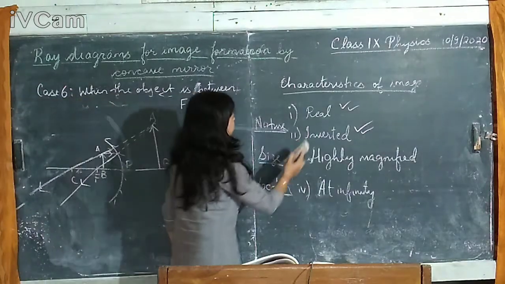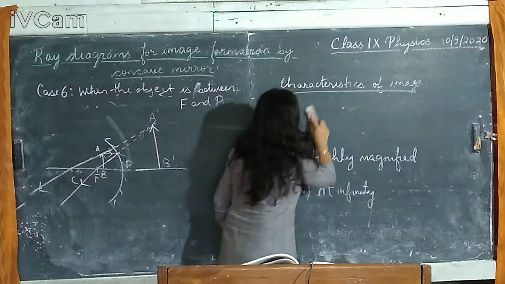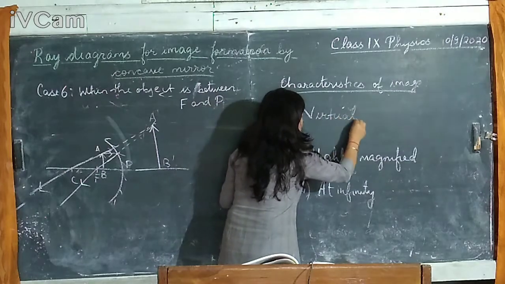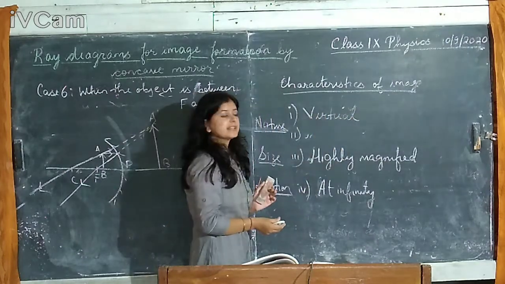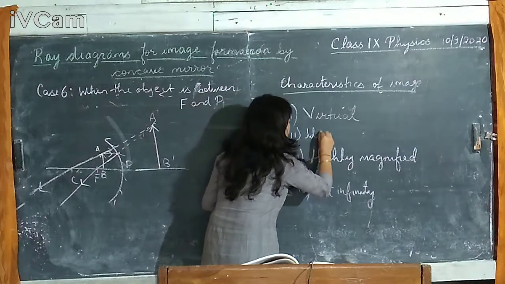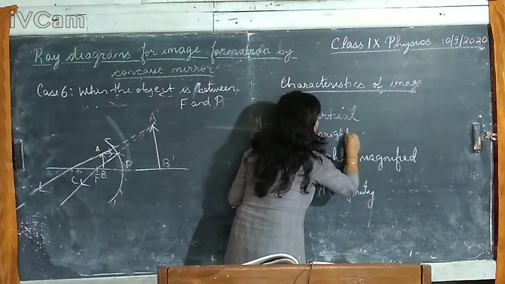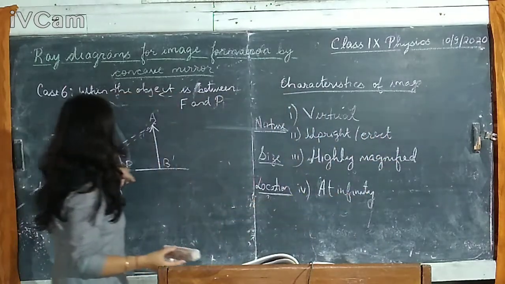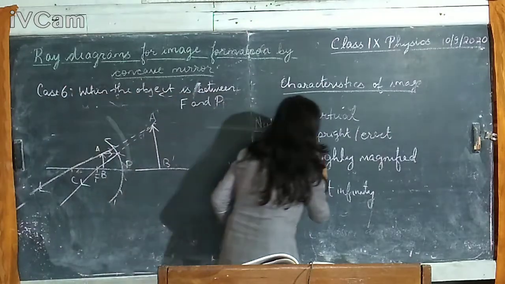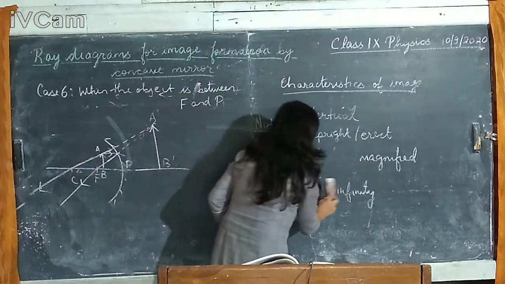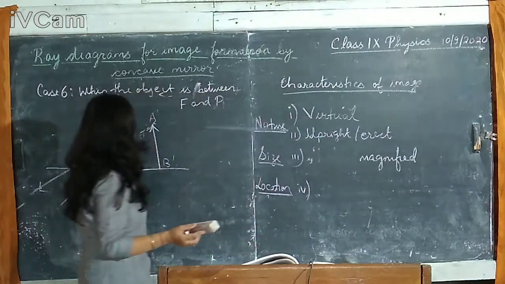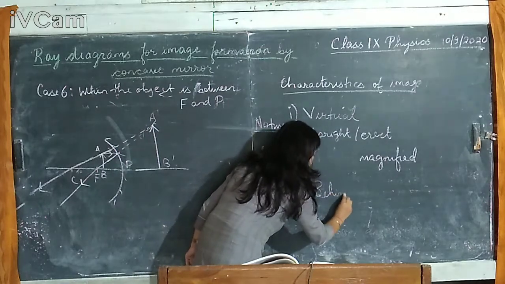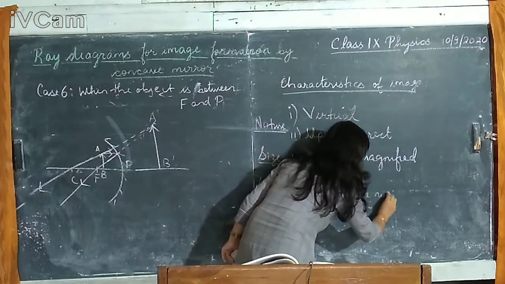Now for the characteristics of the image, there is a change in nature now. It is not real since the rays are not actually meeting. The image is virtual, and a virtual image is never inverted, it is always upright or erect. It looks magnified, but it is not as huge as in the previous case. So the image is just magnified. And where is it formed? It is formed behind the mirror. So we can say that the image is formed behind the mirror.